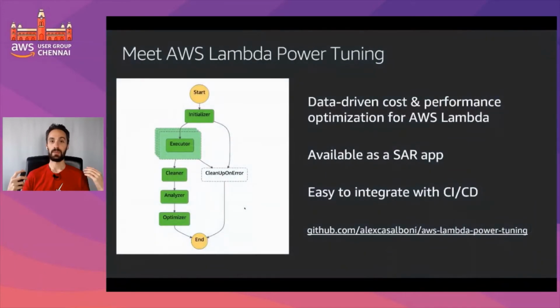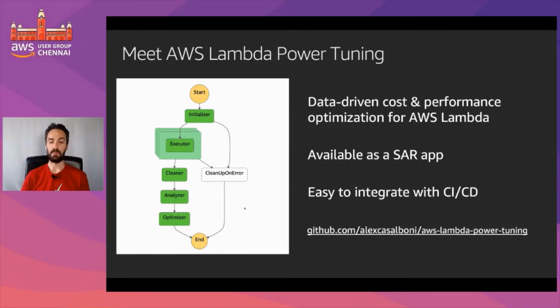So I thought, can I automate this? Can I build a tool that will take any Lambda function in input, run it with multiple power configurations, and then come back to me with the optimal results? It's a simple empirical problem. Can I just run it, brute force it, try all the possible combinations, and come back with some data-driven results?